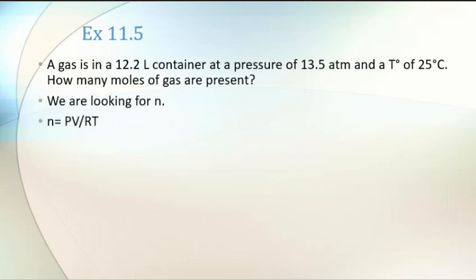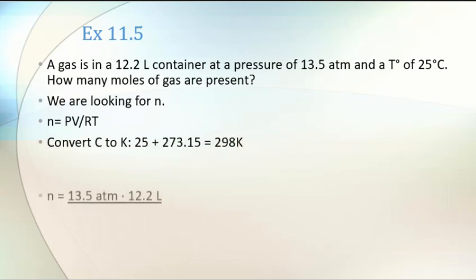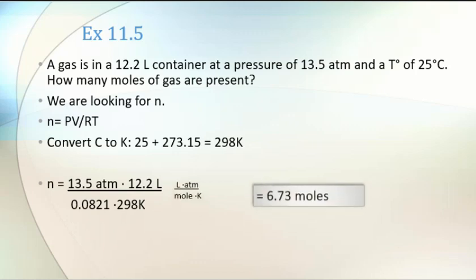So N equals this, PV over RT. We're going to convert to Kelvin, and we're going to pull these numbers in, and we're going to see we have 6.73 moles. Voila. That easy. Pretty simple.